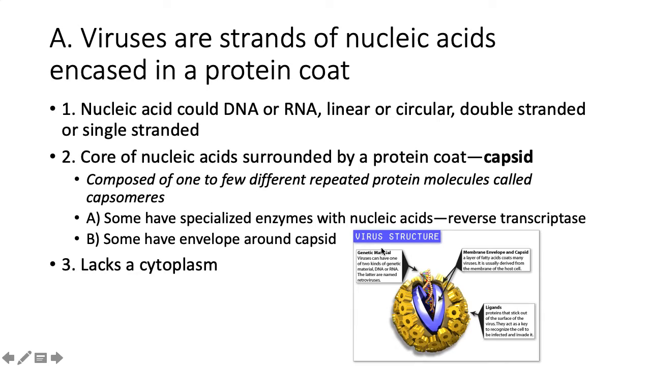Now, some viruses inside of their capsid will have an enzyme called reverse transcriptase, which allows them to go from RNA to DNA, back to RNA to protein. So they can go backwards with their genetic material. Some, outside of their capsid, which is the protein coat, might have an envelope, so like another layer, if you will. And this layer might be made of fatty acids. Viruses are also not considered cells because they lack a cytoplasm.